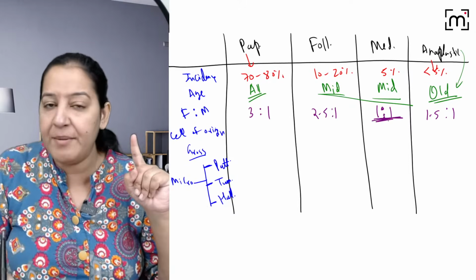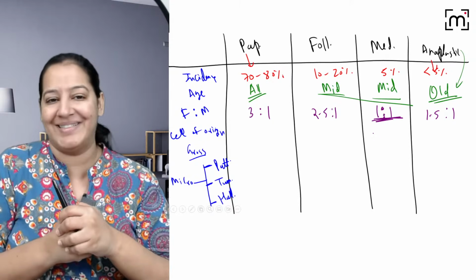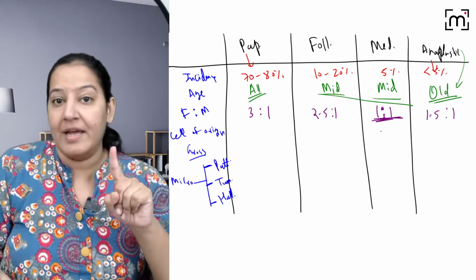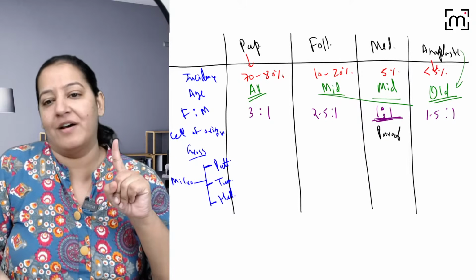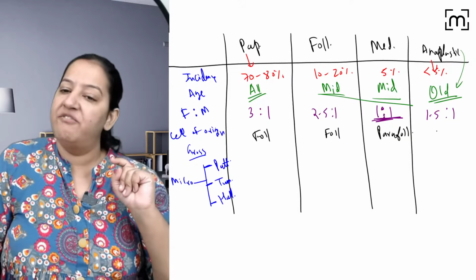But only medullary, female is equal to male. That you have to learn. Yes, you have to learn that. Now you tell me the cell of origin. So only in medullary, the cell of origin is parafollicular. The rest are all follicular, follicular, follicular.